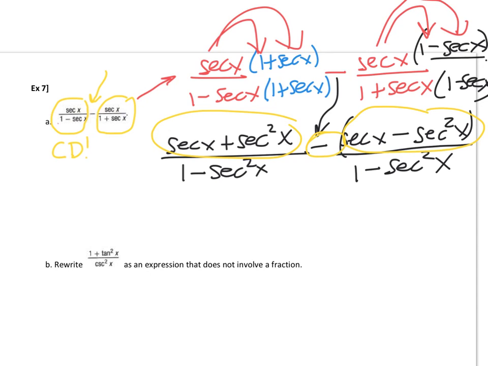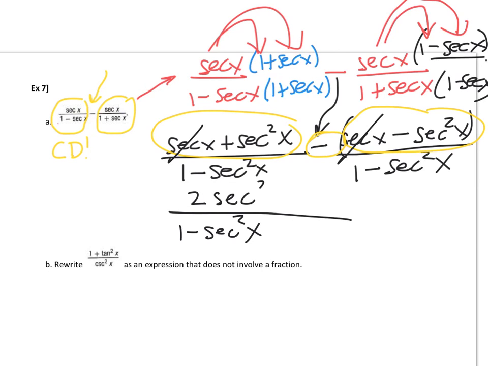So here we go. I'm going to get 1 minus secant squared x, that's in the bottom, and secant of x and secant of x, their difference is 0. And I'm going to have secant squared of x minus a negative secant squared of x is going to give me 2 secant squared x's. So when you subtract a negative, you're going to end up adding. So this is what we have.